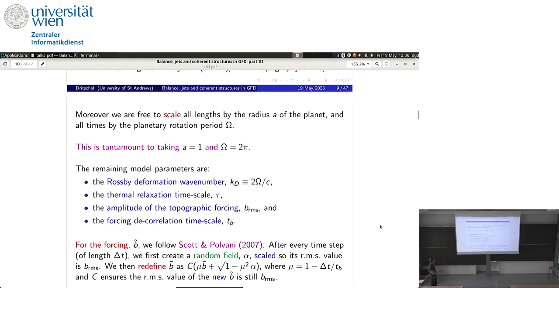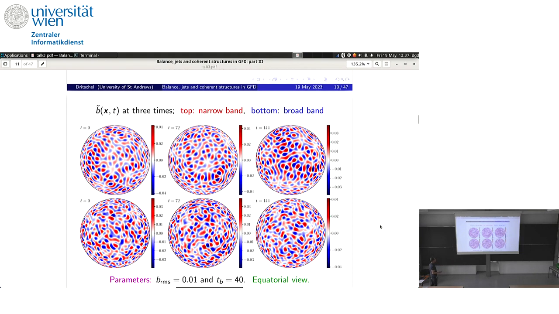I'm not going to go through the details, but basically for every time step, you generate a random field over the sphere with the right spectrum. Then you redefine the new value of the forcing by a multiple of its previous value and the current one, and then you scale things appropriately so that the new value still has the right RMS value. So it's a simple way of updating the forcing, which slowly then evolves in time.